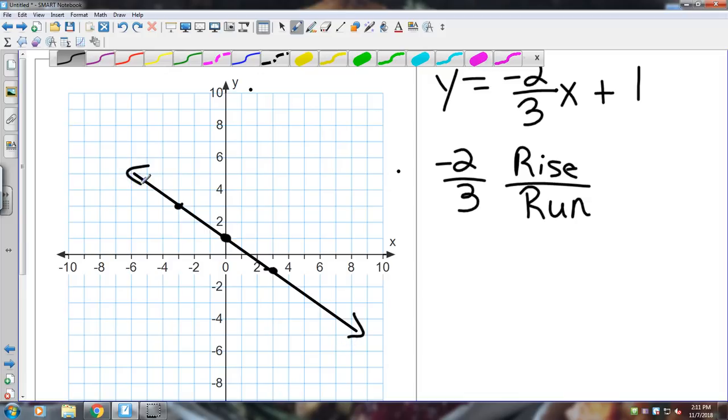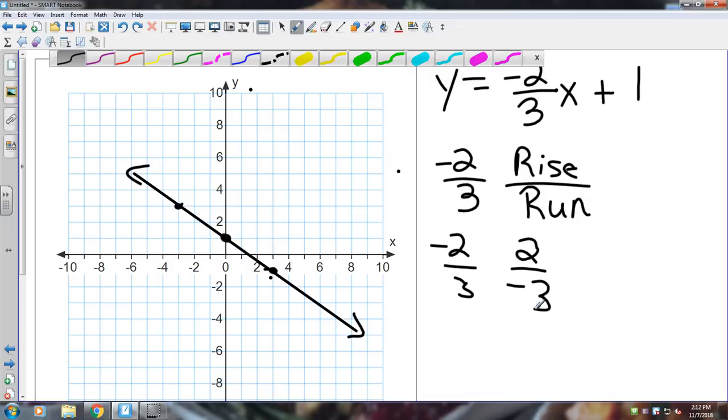Confused where? I heard I'm confused. -2 over 3 and 2 over -3 are the exact same value. So what I did here is I went down 2 over 3, and what I did here was I went up 2 and to the left 3. Does that make sense? Okay. All right, so that gets that graph.